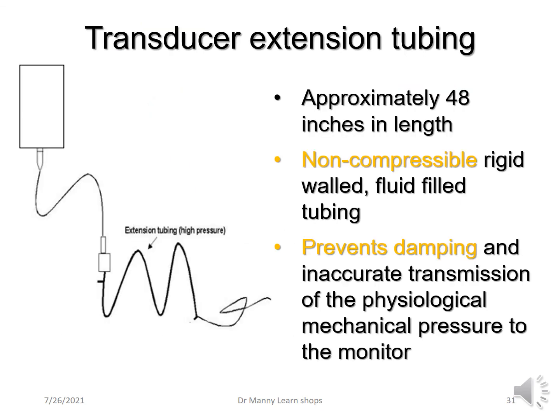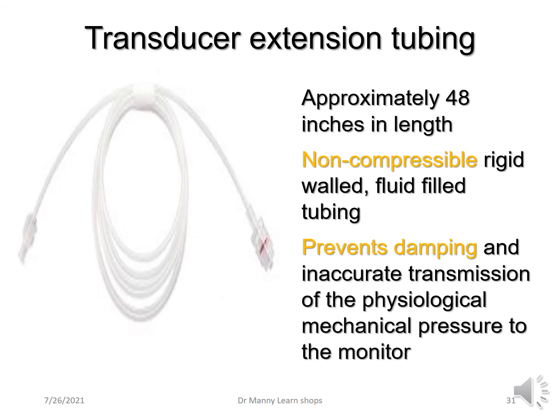You've got the transducer extension tubing, and it's approximately 48 inches in length. It's non-compressible rigid-walled tubing, and it's fluid-filled. Air is removed. It prevents damping and inaccurate transmission of a physiological mechanical pressure to the monitor.